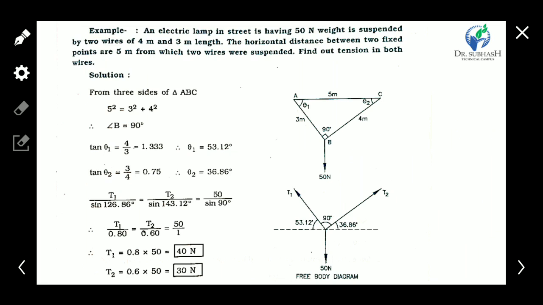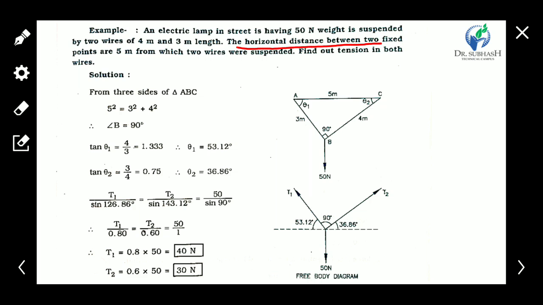Now take another example of Lami's theorem. An electric lamp in a street has a weight of 50 Newton. The lamp is suspended by two wires, 4 meter and 3 meter.